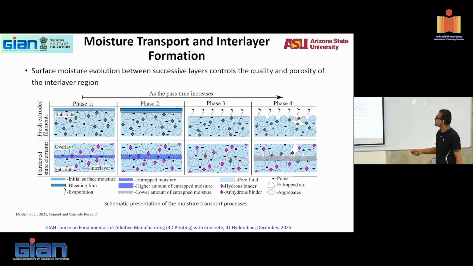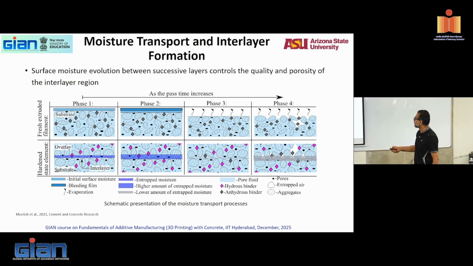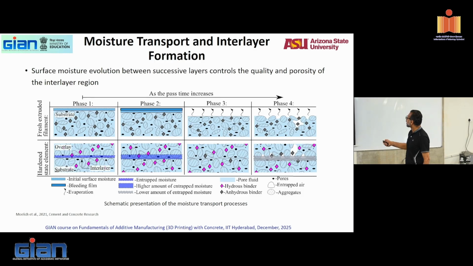So here is a hardened element. You put an overlay on that. You get an interlayer. When you have some moisture, or no moisture, when it is completely dry, how does all of this happen? This has effects in shrinkage, in moisture transport processes, all of that. So you remember the other thing.